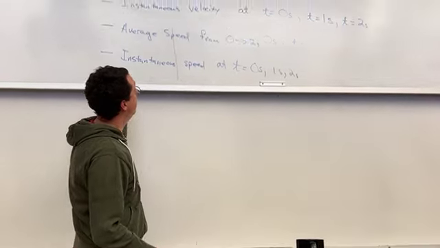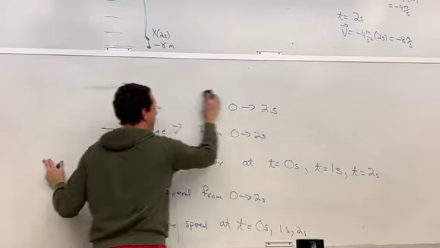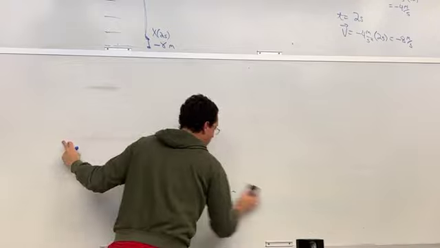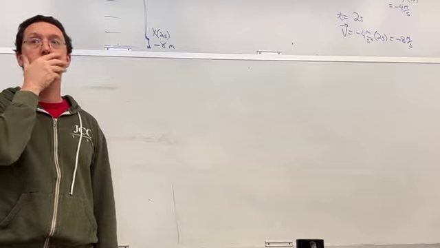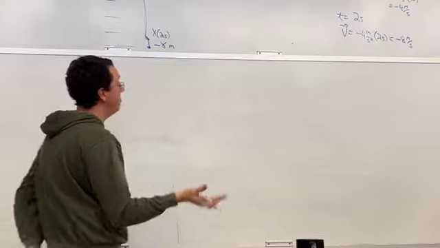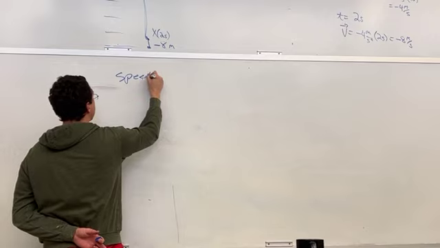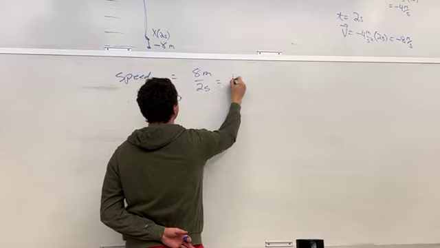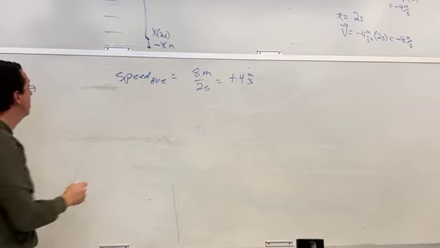Let's go through and find the average speed. That's simply going to be the distance traveled over the time. What was the distance traveled from 0 to 2 seconds? 8 meters. Positive 8 meters. Distance is never negative. So the distance is 8 meters. The time was 2 seconds. So the average speed would simply be 8 meters over 2 seconds equals +4 meters per second. And that's a scalar quantity, no direction.